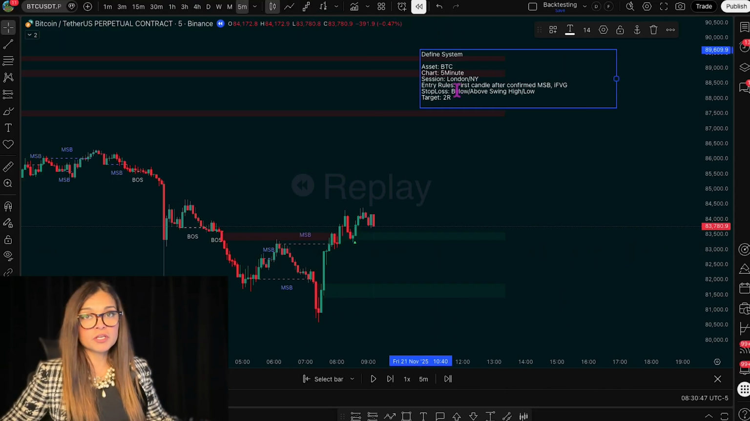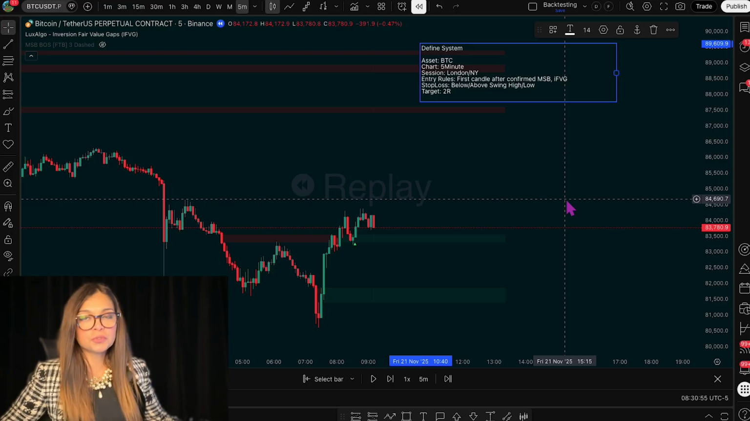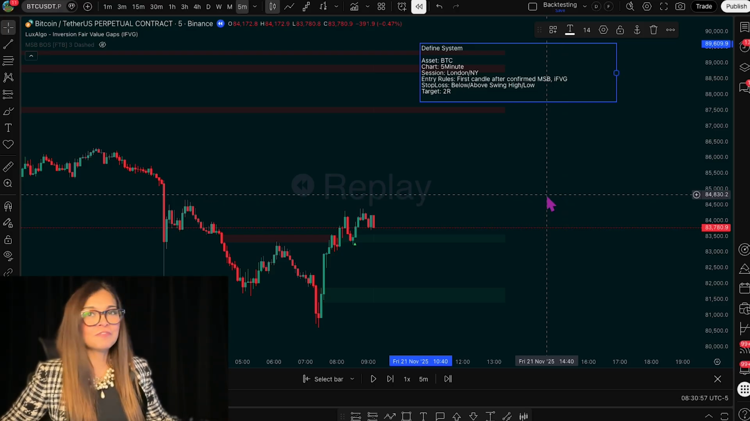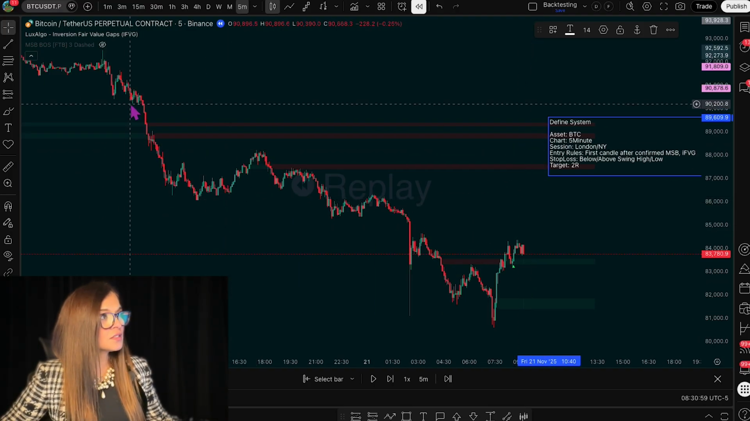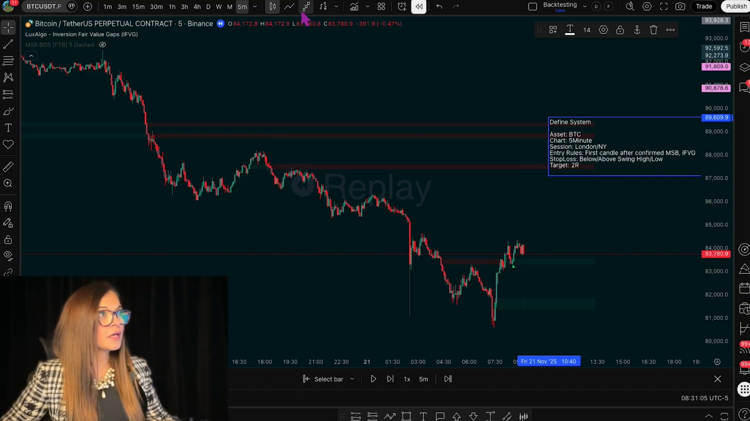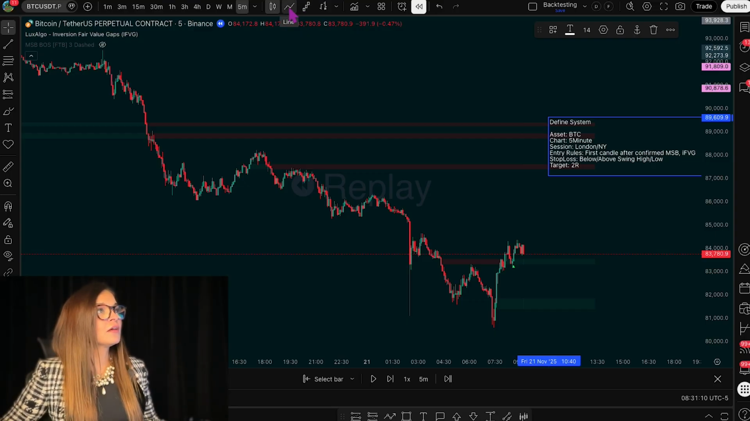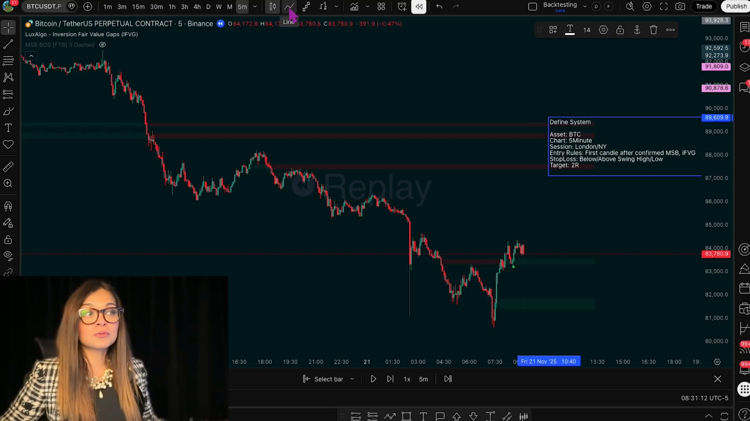So the first thing I'm looking for is a break of structure. As you can see here, there is a break of structure. I'd like to also show you how you find a break of structure. As you can see here, this is a clear downtrend. There is another indicator that you can use to see if it's an uptrend or downtrend. Now, it'll be nice to learn it the old-fashioned way.